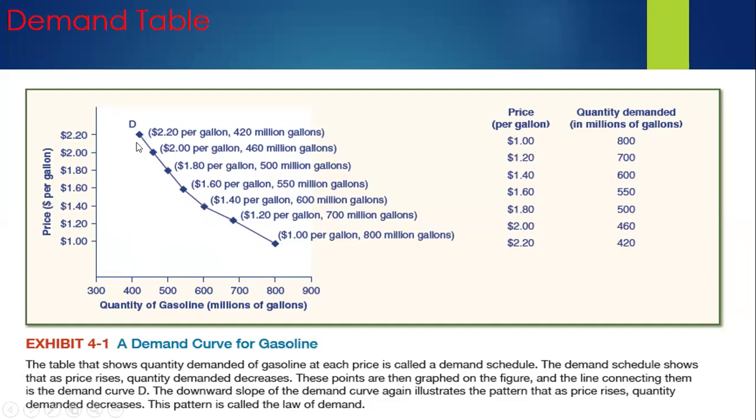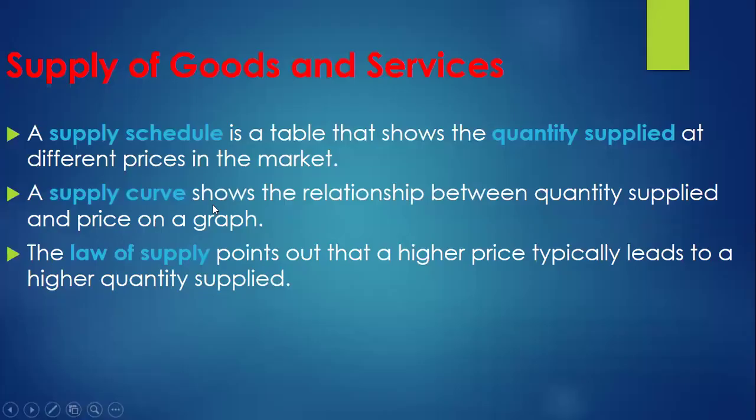So it's an inverse relation. The curve is sloping from left to right, from up on the left, down to the right. So it's a slope from left to right, and in the meanwhile, it's an inverse relation. So up, down, down, up. Very simple. Same way as we have for supply, goods and services.